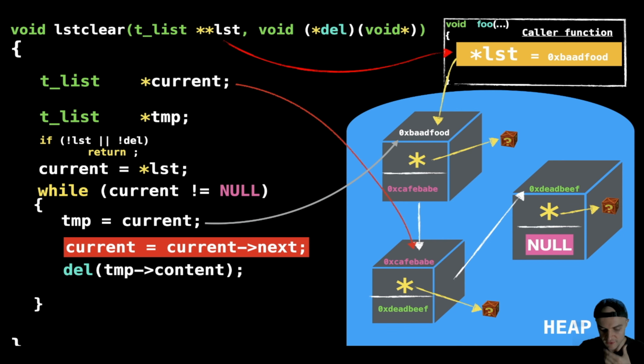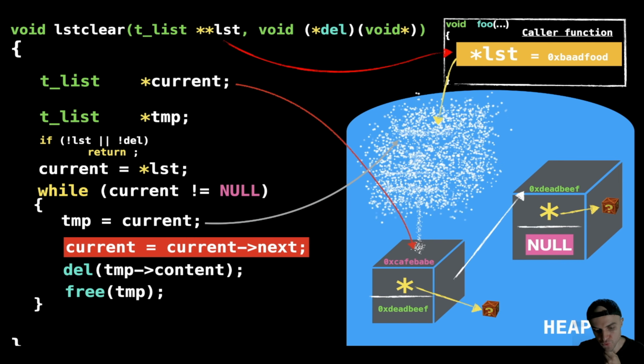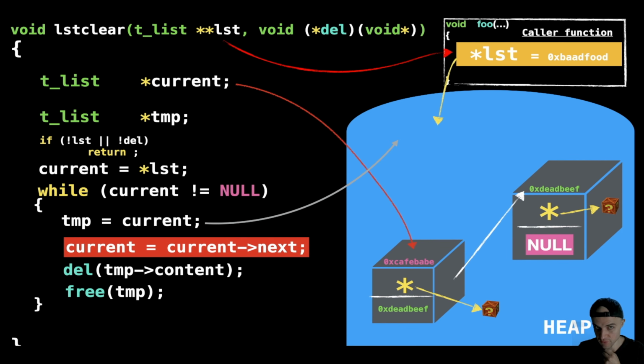So now what is going to happen? Well, we're going to call the function delete on temporary content. So poof, that is going to be freed, and then I'm going to call free on the actual temporary. So poof, we're going to free the actual node. So you see the temporary is very, very useful to free stuff.